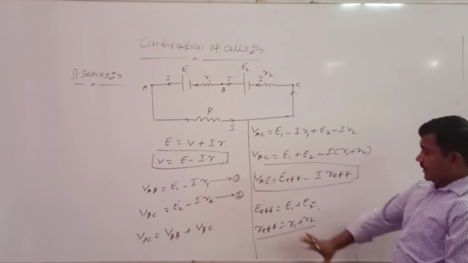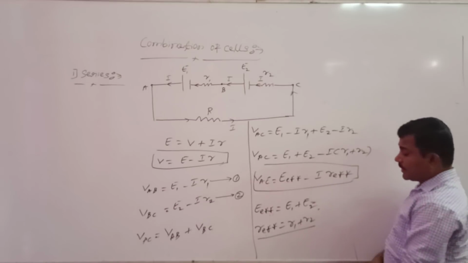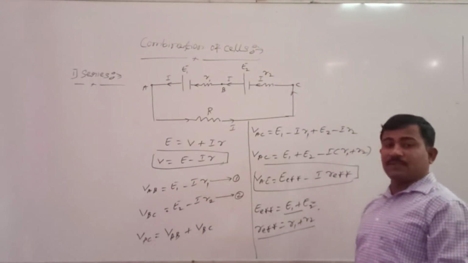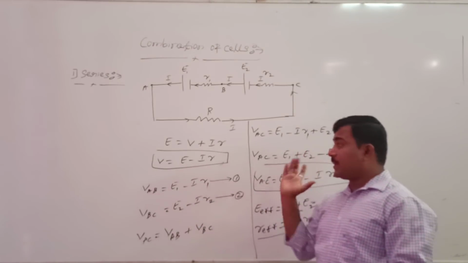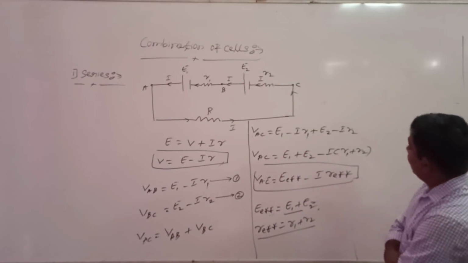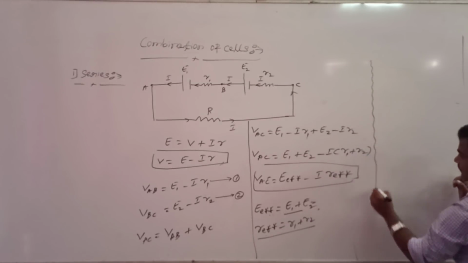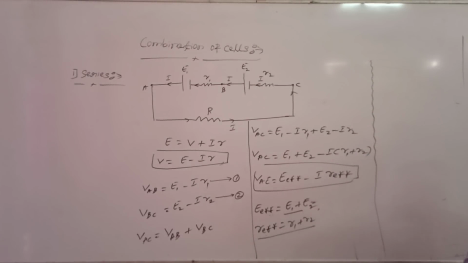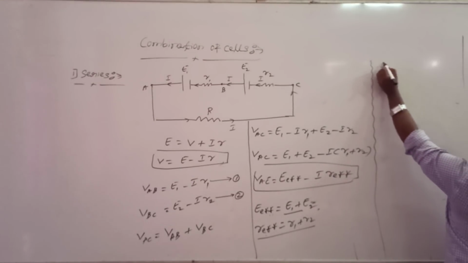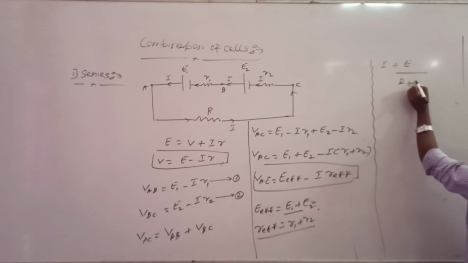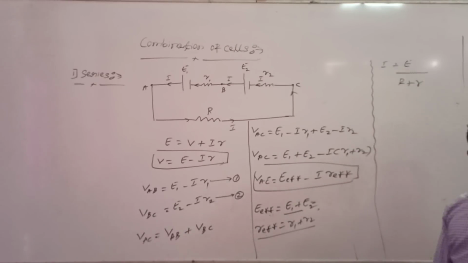Then again from this, what is the effective EMF? This is the effective EMF, and this is the internal resistance r value. How to write the current? We know the relation between current and internal resistance. Current I equals E divided by small r plus capital R.